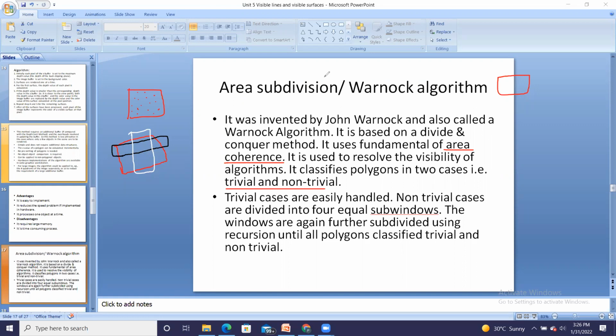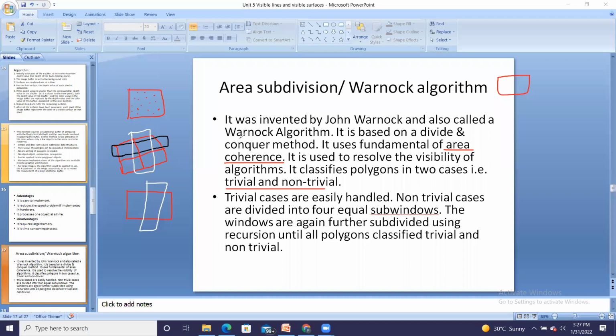Instead of that, if I had a rectangle or an area in which only one object is present, there is no need to divide this area into 4 sub windows. I am going to consider only this area and the object, because there is no overlapping here, a single object is there. These cases are called trivial cases, which are easy to handle. But non-trivial cases mean an area that has multiple overlaps. To process further, we have to use the divide method. We have to divide that window into 4 sub windows.